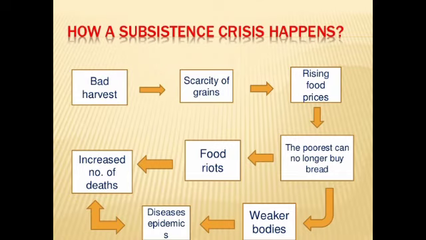First of all, there is a bad harvest and it leads to scarcity of grains. That leads to rising food prices, which means the poorest can no longer buy bread. And then food riots. And the poor can no longer buy bread. It leads to weaker bodies, which leads to diseases, epidemics, and in the end an increased number of deaths.